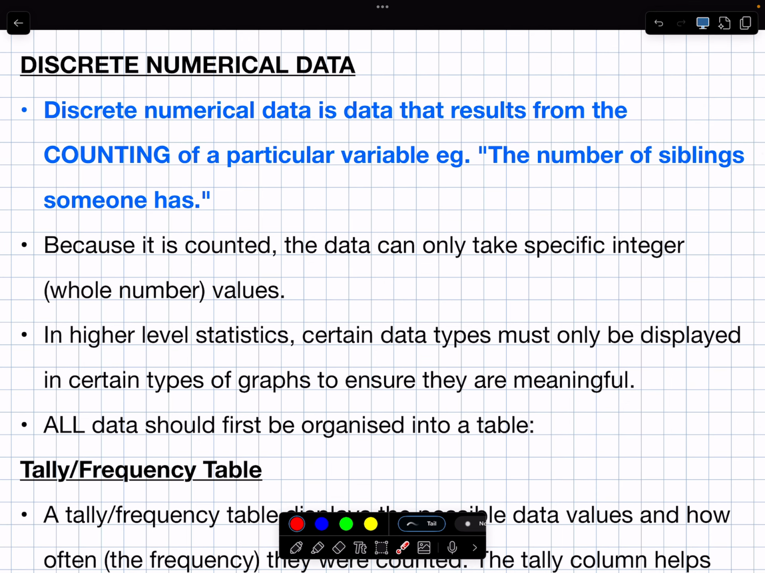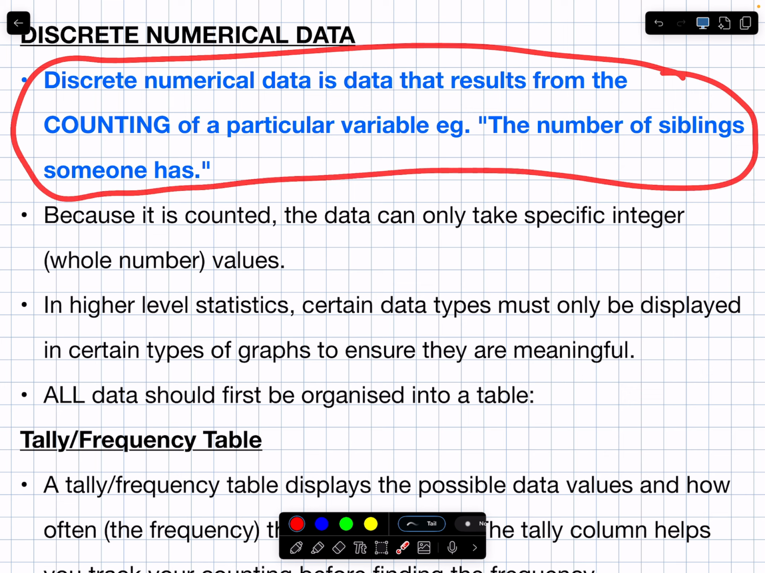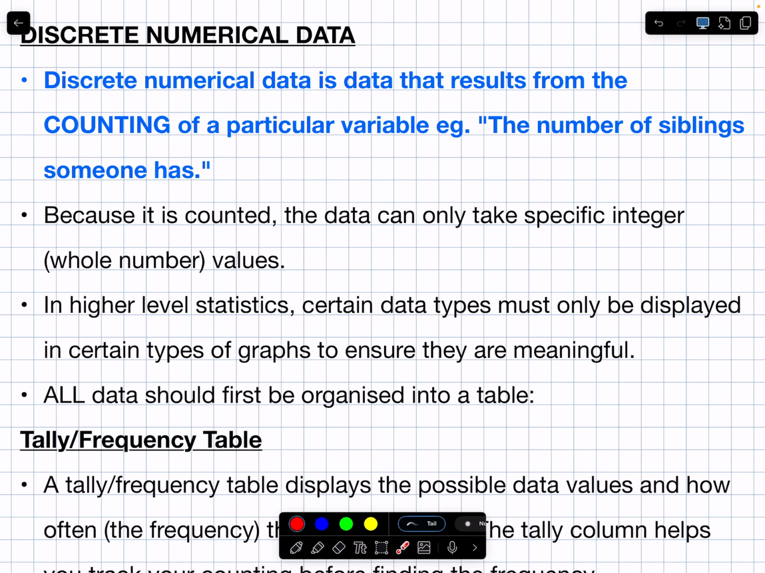So statistics, basically you're finding mean, median, and mode, but it's very important to use proper terminology. Have you heard of the idea of discrete data before? Yes? No? Okay, you're going to hear about it now. The first thing that may be useful to get down is discrete numerical data is data that results from counting something. So for example, the number of siblings someone has.